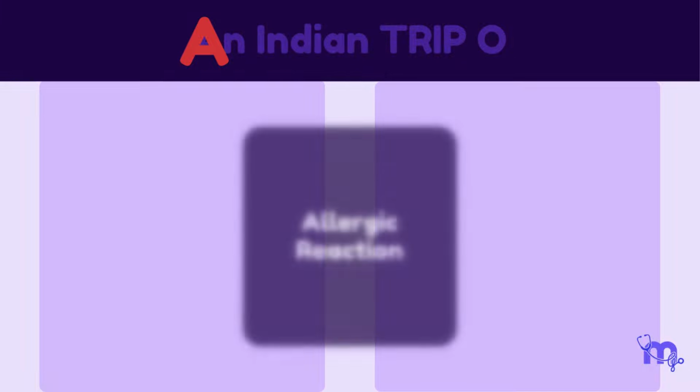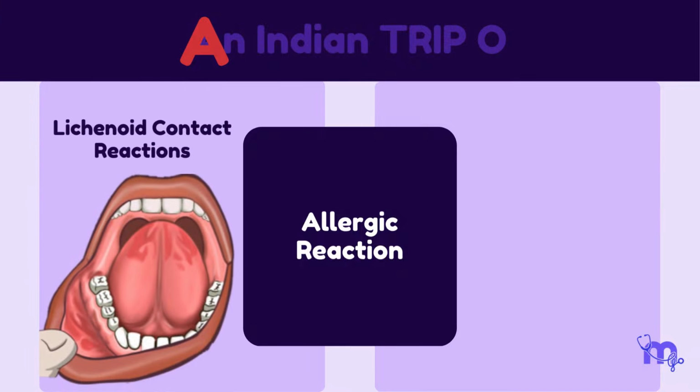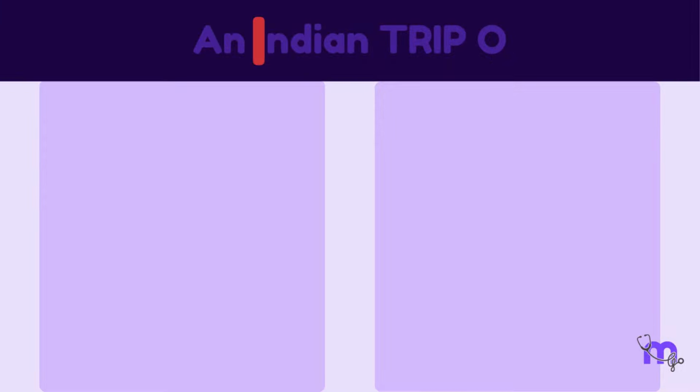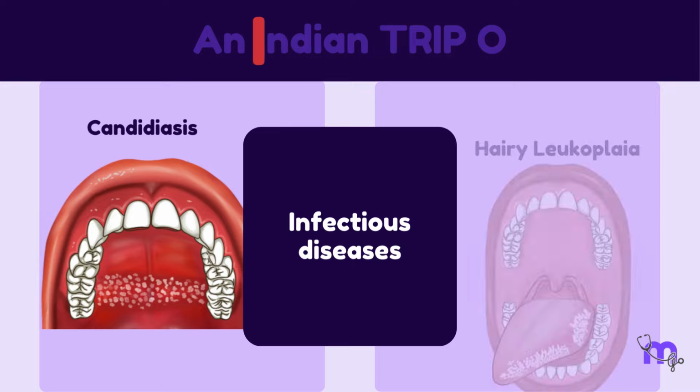The first category of allergic reactions includes lichenoid contact reactions and reactions to dentifrice and chlorhexidine. The next category of infectious diseases includes candidiasis and hairy leukoplakia.